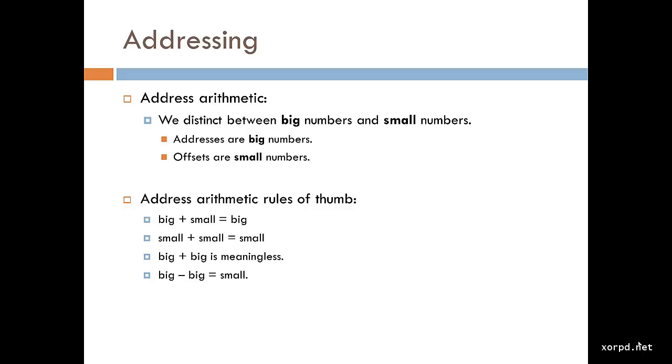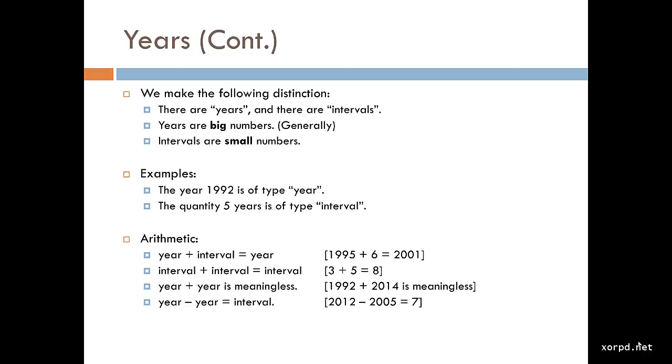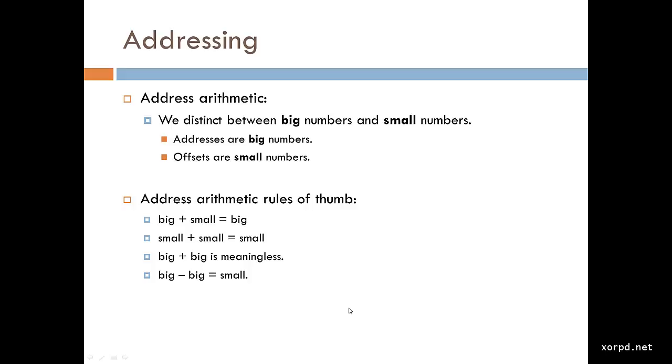Now we have arithmetic rules of thumb for these definitions. So we get that big plus small equals big, small plus small equals small, big plus big is meaningless, and big minus big equals small. These rules correspond exactly to the rules that we had with the years. Those are the rules with the years, which look exactly like the rules with the big numbers and the small numbers, just that we take big numbers to correspond to years and small numbers to correspond to year intervals.